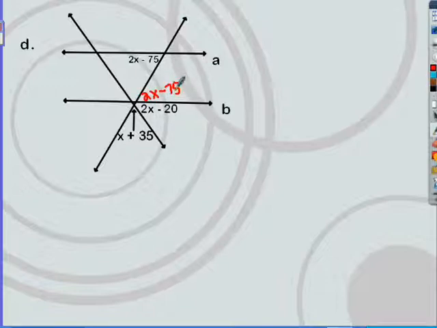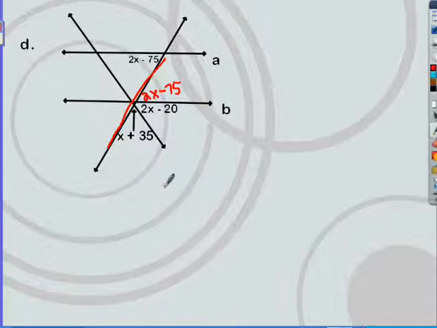Why would we know that fact? Because these are alternate interior angles, and if I'm trying to show that the lines are parallel, then those will be congruent. Alright, now, how am I going to solve for x? Do you notice anything about these three expressions? Hopefully you're saying they create a straight line. They are supplementary.